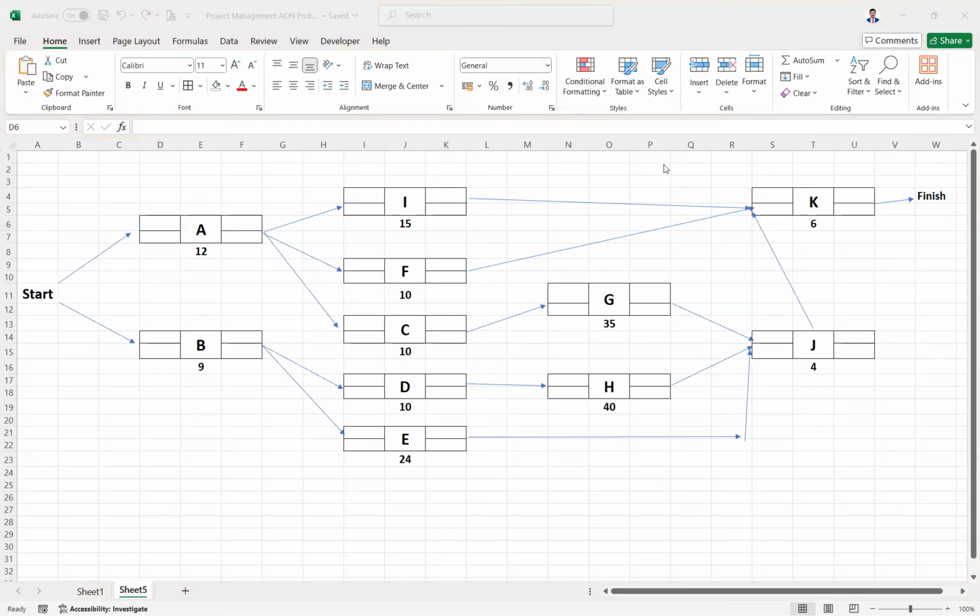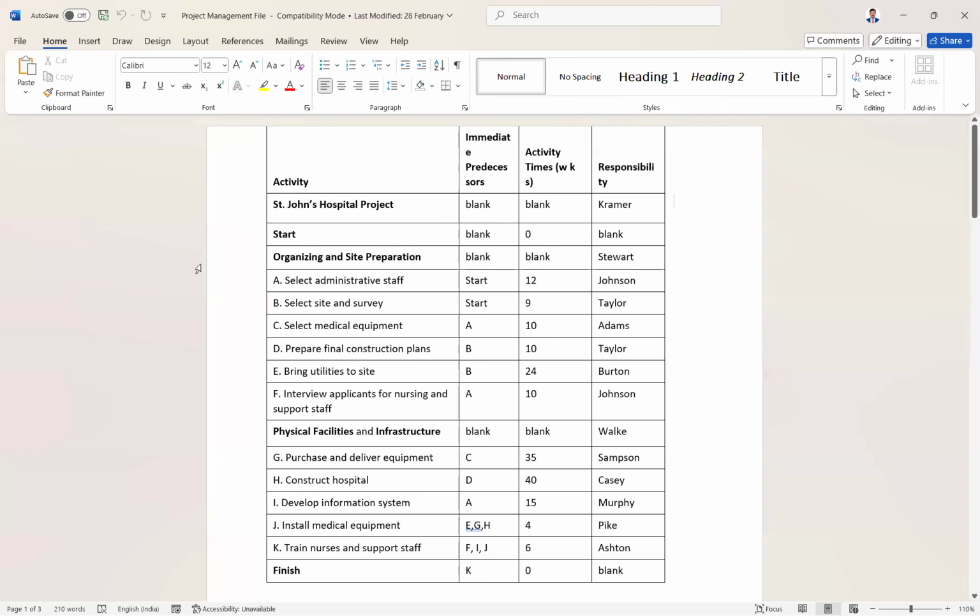So in the previous video, we have seen how to solve the activity on the arc problem. In the activity on the node problem, we are going to solve today, we are going to find the critical path in the activity on the node problem.